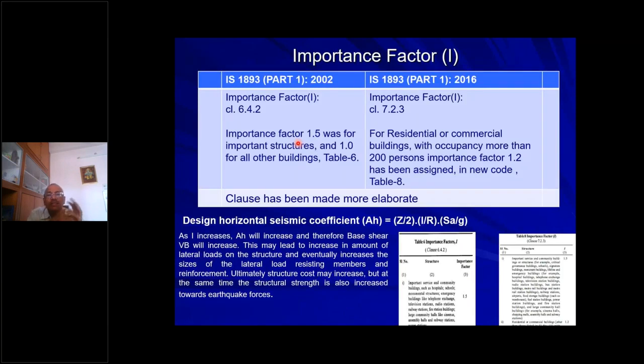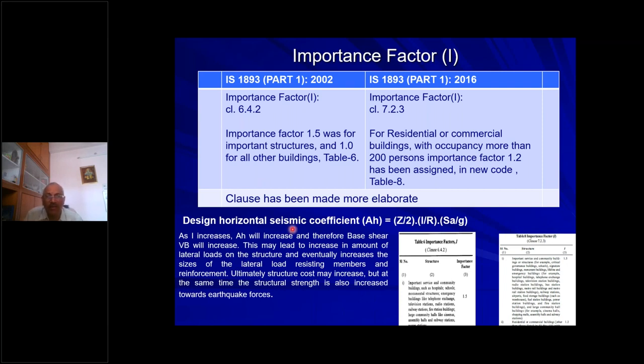First revision, the first change is with reference to the importance factor of the structure. For example, if you look at the importance factor given in clause 6.4.2 in IS 1893 part 1 2002, there are two factors given. One is 1, another is 1.5.